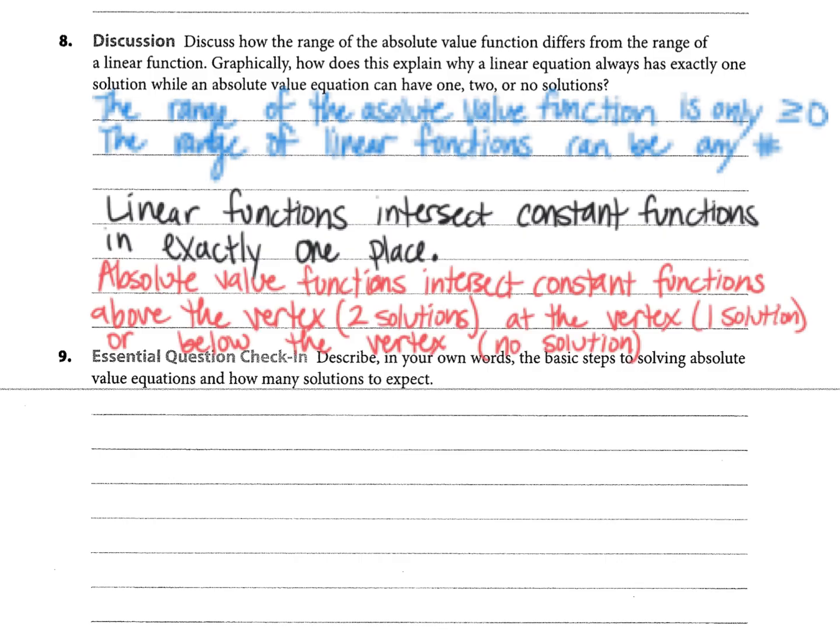So to put that in words, linear functions cross the constant functions in exactly one place, while absolute value functions, on the other hand, intersect constant functions above the vertex, giving them 2 solutions, at the vertex, which would give them 1 solution, or below the vertex at those negative numbers, which gives them no solution. You can think of this as also if it has a positive number on the other side, if it has 0 on the other side, or if it has a negative number on the other side.